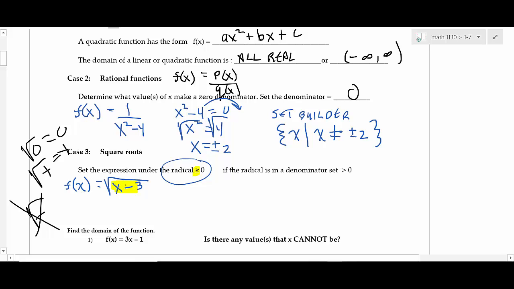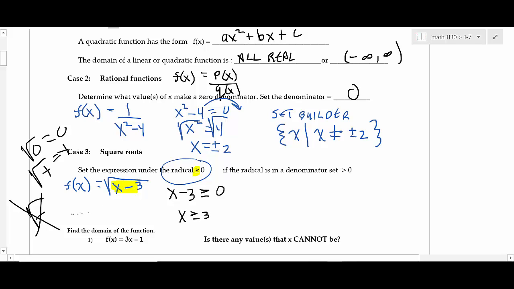So the way you find the domain on this is you just take that x minus 3, set it greater than or equal to 0, and solve that inequality. In this case, that inequality is super easy to solve. You would just add 3 to both sides, so you'd have x is greater than or equal to 3.